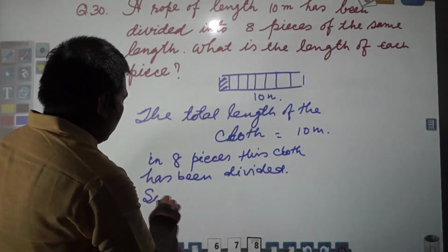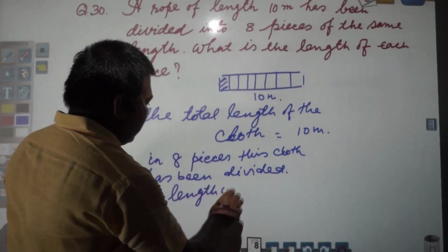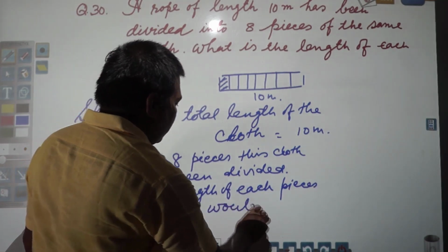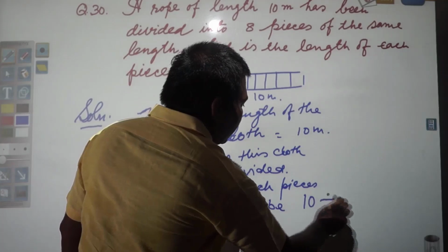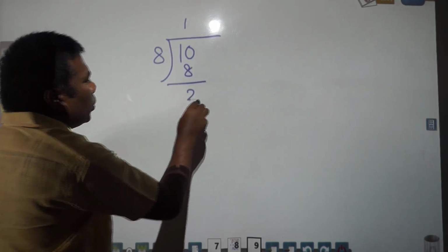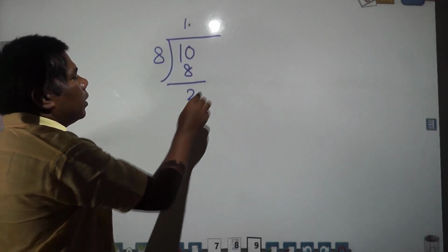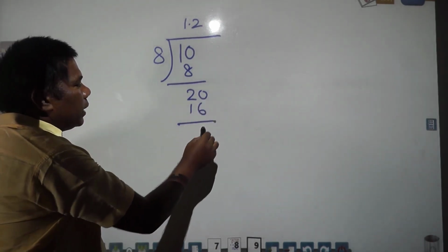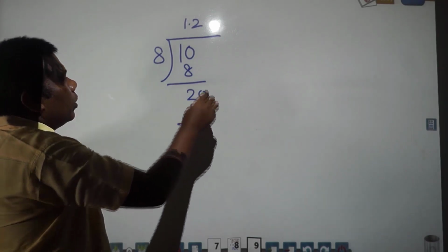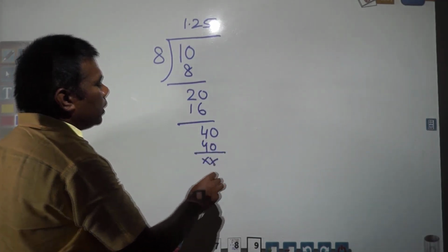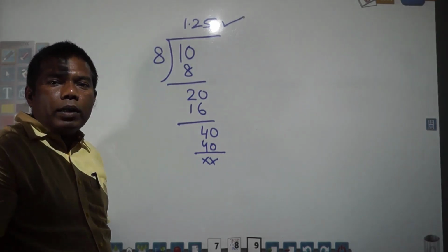So the length of each piece would be how much? 10 divided by 8. So you divide that. How will you divide? 10 meter divided by 8. 8 ones are 8, 2 remains. We will put a decimal here. 8 twos are 16. 10 minus 6 is 4. 1 minus 1 is 0. So again we will put 0. And 8 fives are 40. So you got this. Each piece would be 1 meter 25 centimeter.